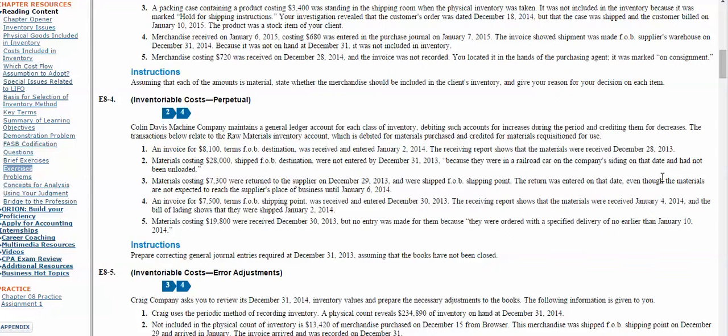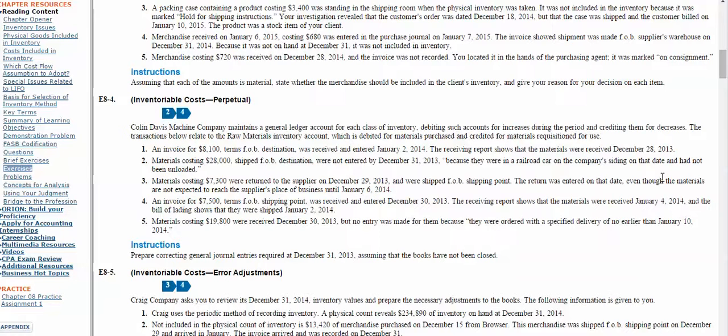Okay, let's look at exercise 8-4 now. What we want to do is adjust based on accurate, right? So we're going to do journal entries for this. Number one, we have an invoice of 8100.